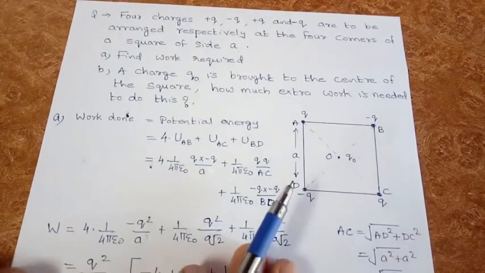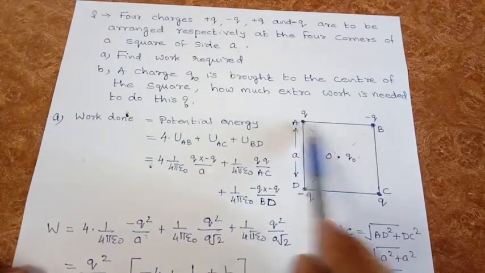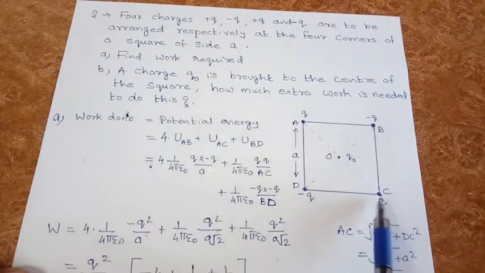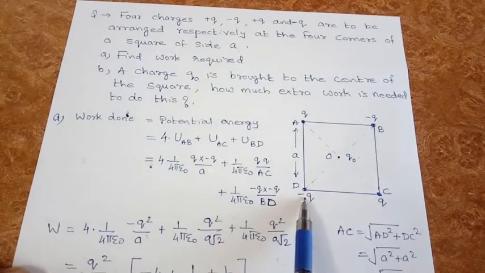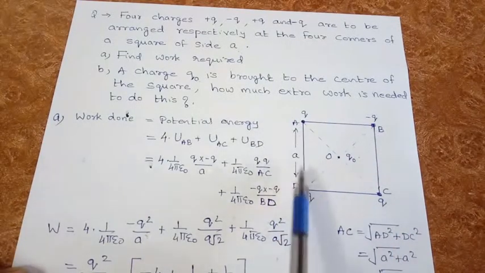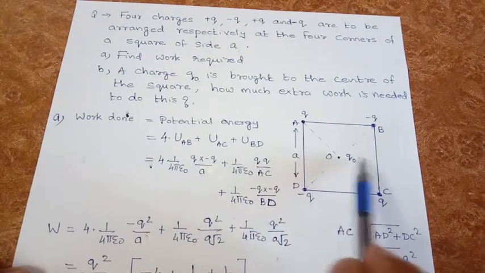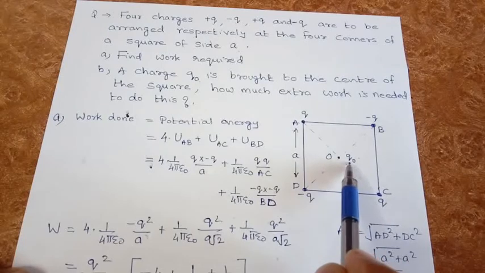So I am going to draw the representation, a square A, B, C, D, where q, minus q, again q, minus q charges are there. Length of the side of the square is A, and this is the center of the square where I want to put an extra charge q0.